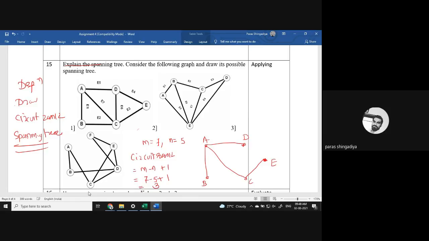Which edges have I removed? E2 edge I have not considered, E6 I have not considered, and another one is E4. So these 3 edges I have removed to make this graph a tree. You can draw another graph in place of that. Just change the possibility of edges, and you will get another graph. Now do it for the second and third graph. Is it clear how to create a spanning tree?